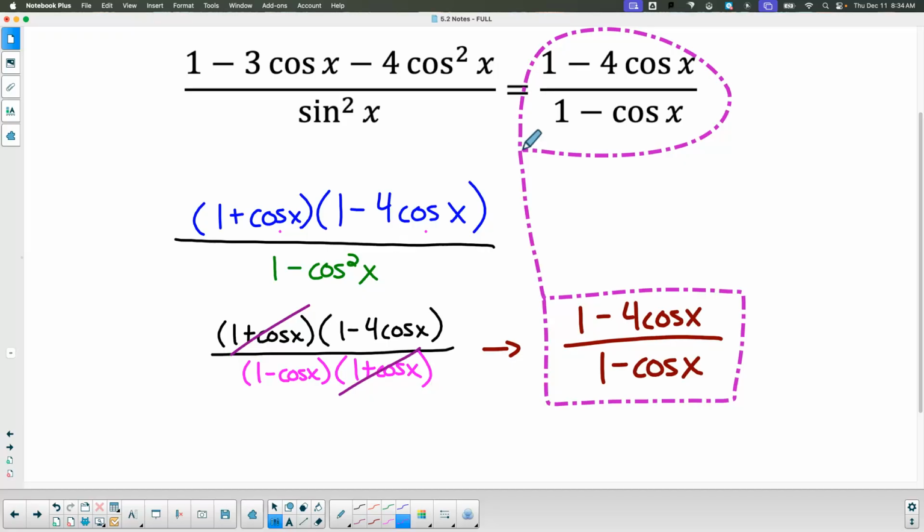If you would have chosen the right side, you would have had to multiply by the conjugate, 1 plus cosine over 1 plus cosine. And then you would have gotten this blue on the top and the pink on the bottom. Then you would have multiplied this out to be 1 minus cosine squared, which then you would have had to change back to sine squared while you also multiplied out the blue. Okay?